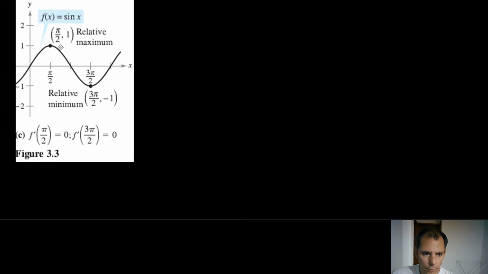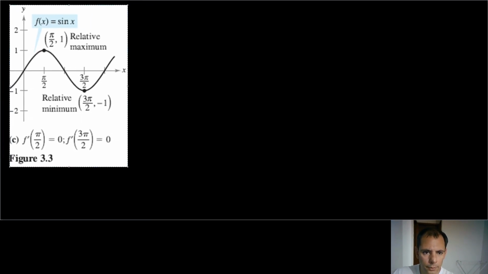So let me show you guys something here. This is another thing here, okay? Now look at that, the function is sine of x. So the first derivative is going to be cosine of x. And what do you want? You want to find out the critical point. So the cosine of x, when is it going to be 0?